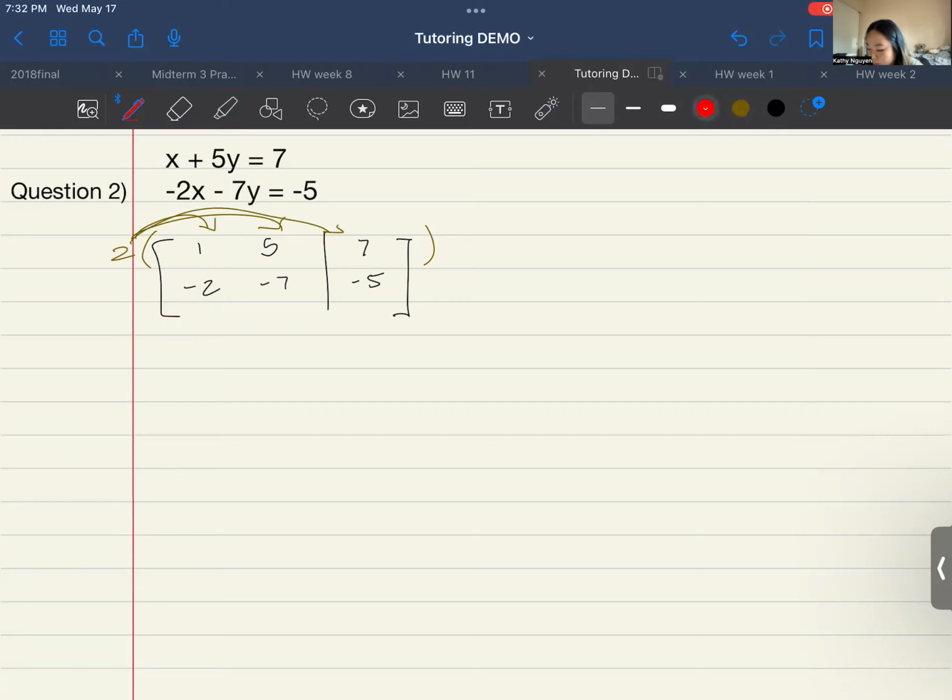So in this color, I'll just write. You kind of think about it in your head. You could write it out, but it's much simpler if you think about it in your head, so you don't have to write as much. So 2 times 1 is 2, 2 times 5 is 10, and 2 times 7 is 14.